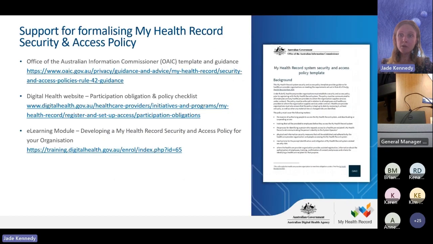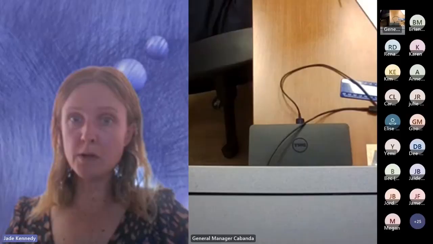So there's a number of resources to assist organisations in developing a security and access policy. The first that you can see listed on this slide is a fairly new template developed by the Office of the Australian Information Commissioner in collaboration with the agency, which is a template that can be used by organisations when they are setting up their policies. So I do just want to show you the template quickly.